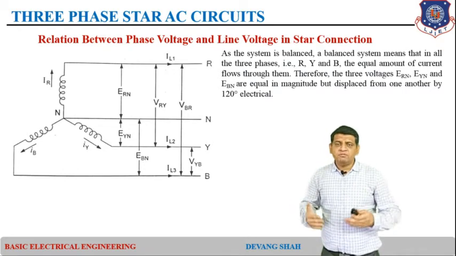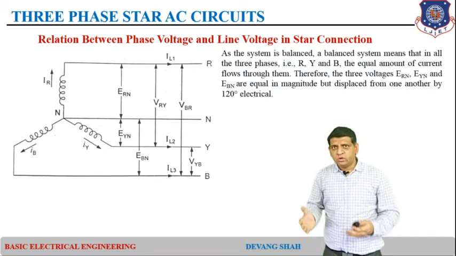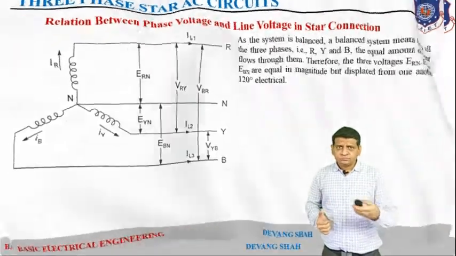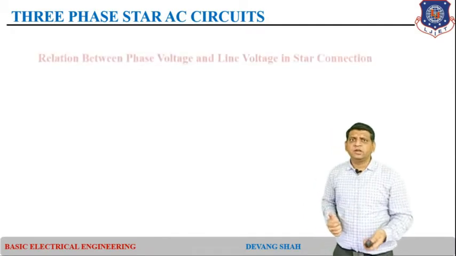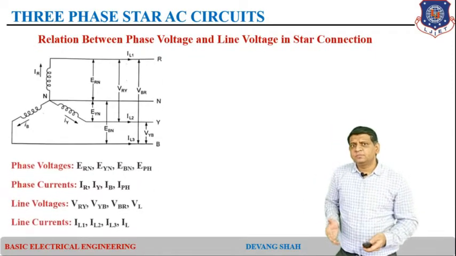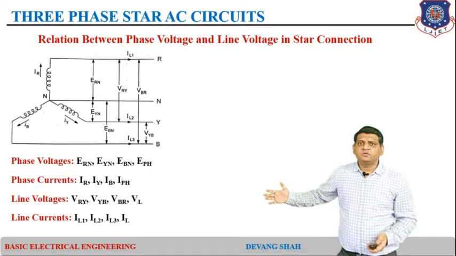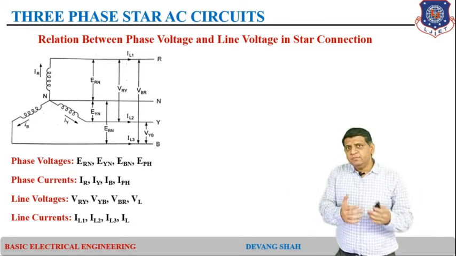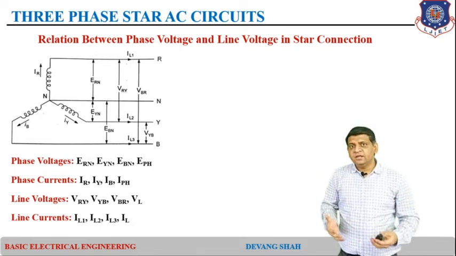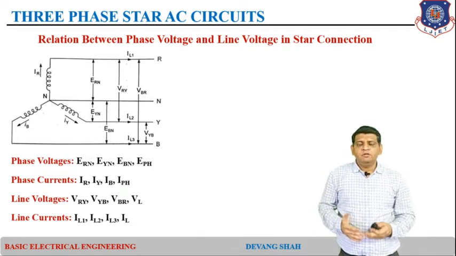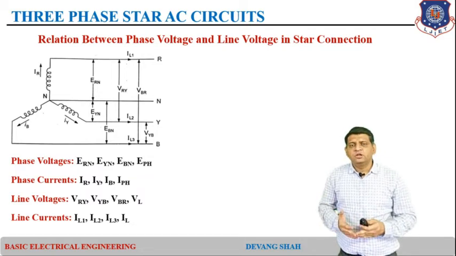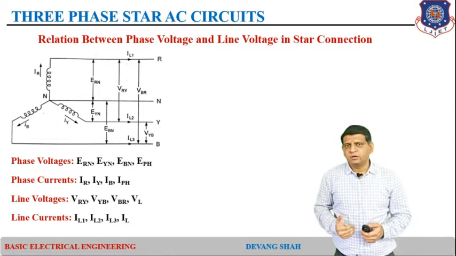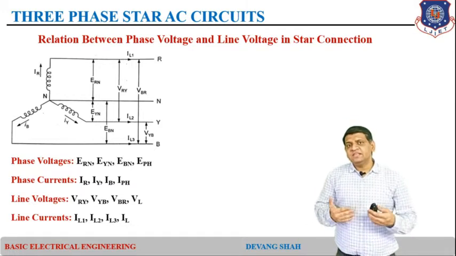So with this respect, if you are finding the phase voltages, line voltages, phase currents and line currents, that way if we discuss further within the same circuit, you can see from this particular network that the phase voltages are nothing but ERN, EYN, EBN and EPH. I consider ERN to be the voltage between the red phase and the neutral common terminal. So that is represented as ERN.